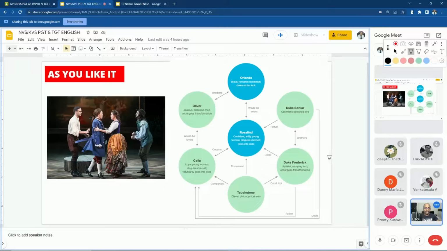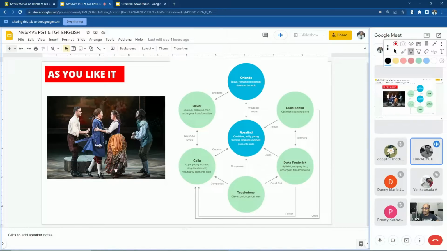Right. Now, let us go with the character sketch. On the left side, I have posted one photograph. You can look at the photograph, and with the help of the photograph, you can identify who is Rosalind in this picture. Ghoshji.